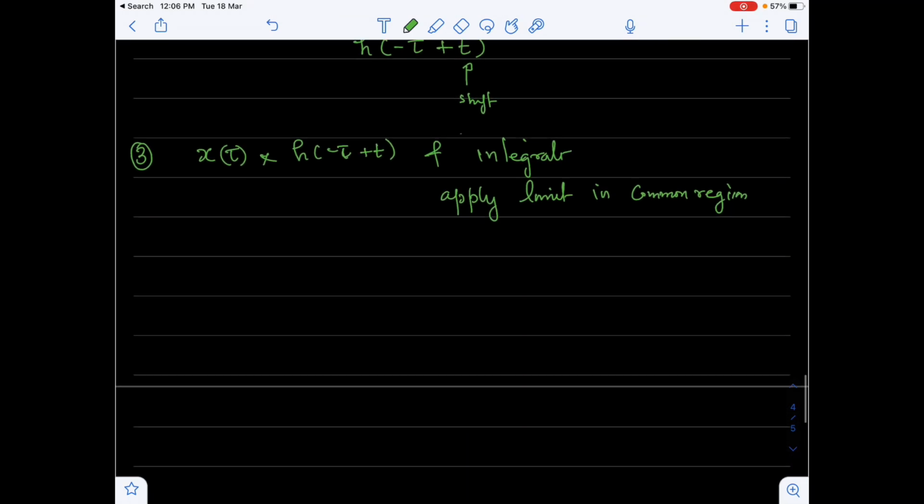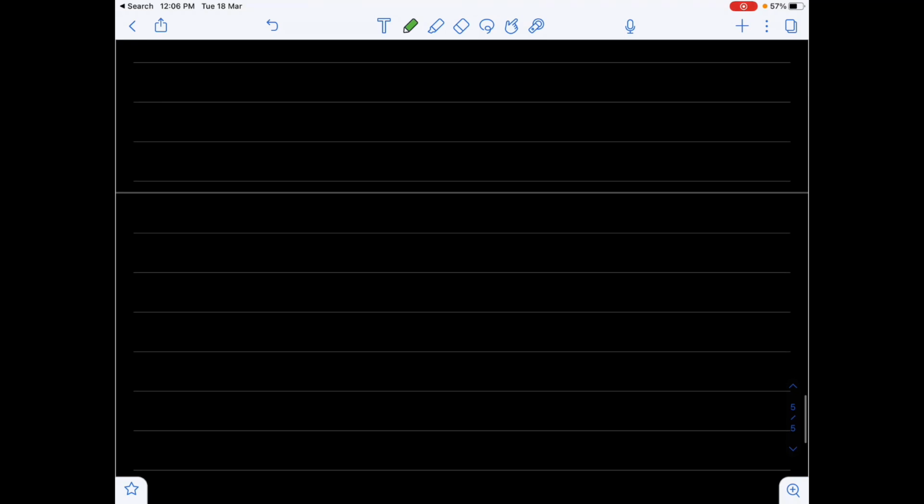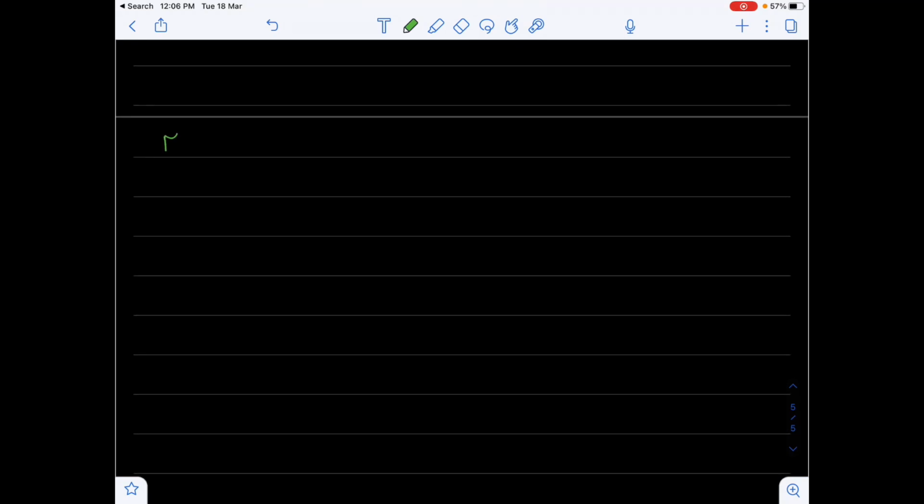So I will show you a problem by using this concept. Let us consider we have a system. This is our example. Let us consider we have a system h of t with impulse response. We want to find what is y of t. This is given.